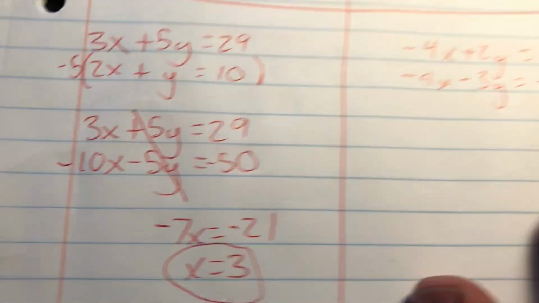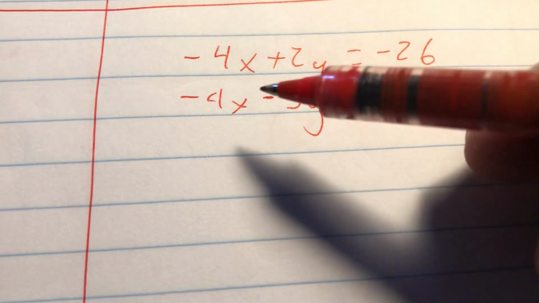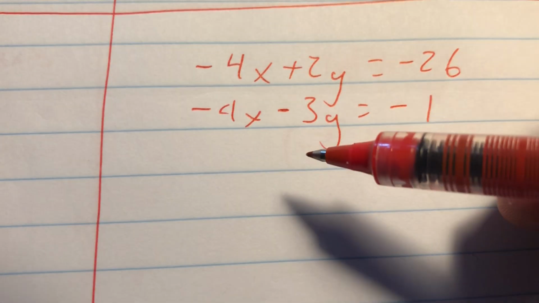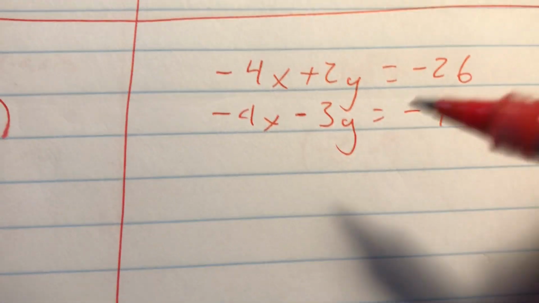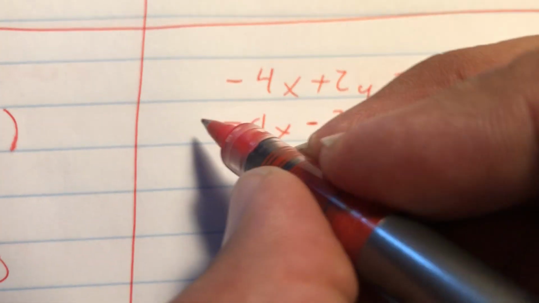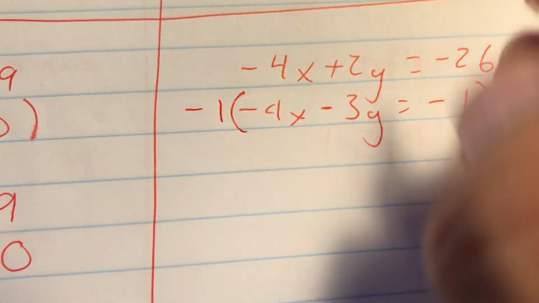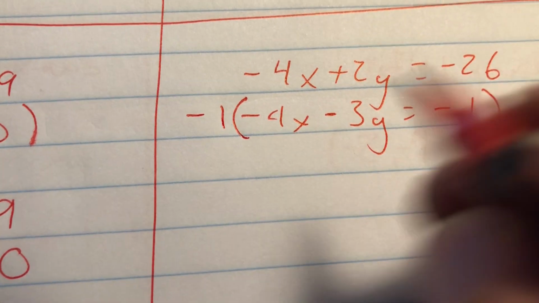All right, now the next one over here. This one has 2 4's, but one of them's negative and the other one's negative. What about this one? This one's positive, that one's negative, but they're not the same numbers. So what I'm going to do is multiply the bottom by negative 1. Now that's going to change the sign of everything, but not change any of the numbers.